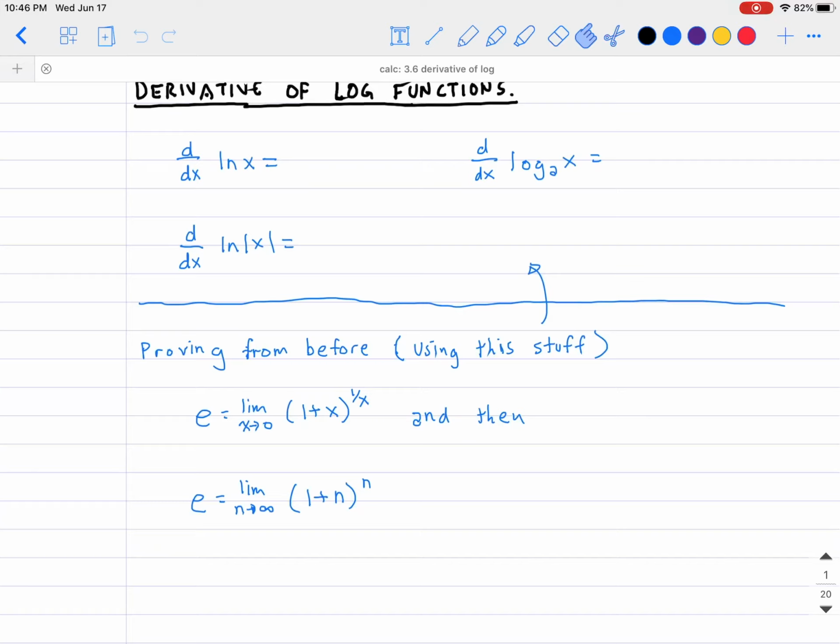In addition to that, we're going to be proving some of these limits that we kind of took for granted at the very beginning of calculus, when we tried to prove the limit but we couldn't, so we used a calculator. This time around we can actually prove these limits using what we learned right here. So let's go ahead and begin by proving the derivative of natural log.